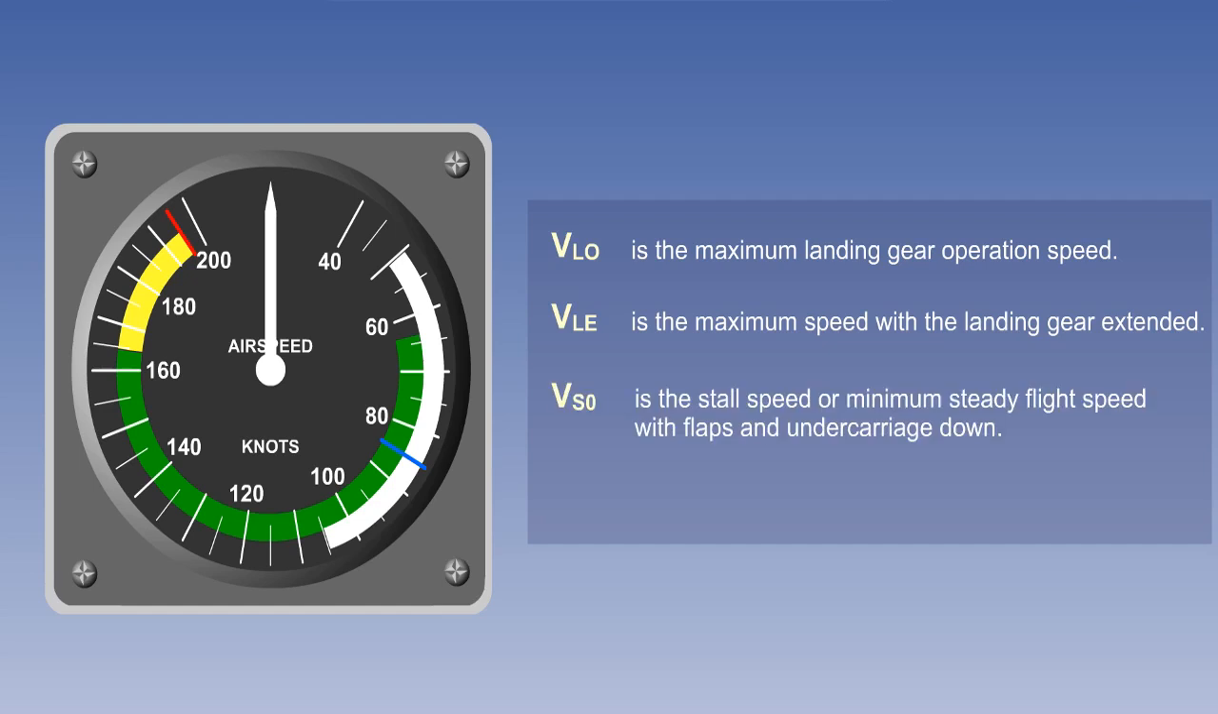VS0. This is the stall speed, or minimum steady flight speed in the landing configuration. And VS1, which is the stall speed, or minimum steady flight speed, in a specified configuration. Note the difference between the definition of VS0 and VS1.